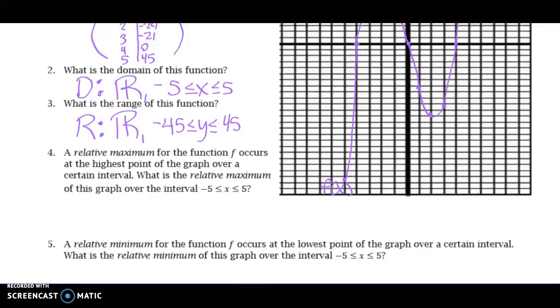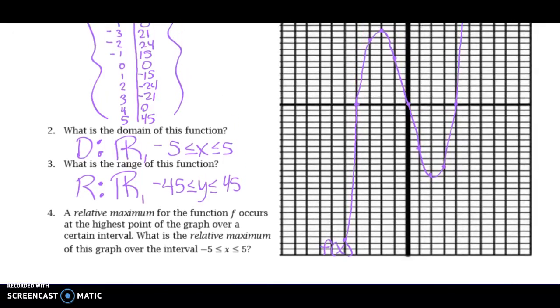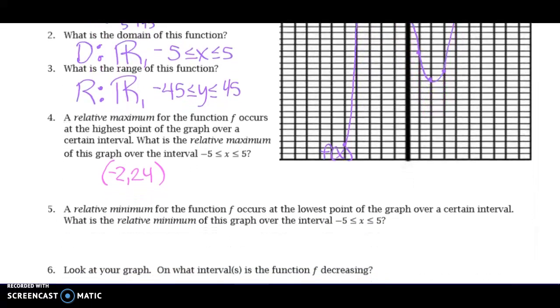Next up, we are looking at the relative maximum for this particular function over this particular area. So again, think about where we find a maximum. Well, it's at the top of the hill, so we would be looking over here at this point. You can get it off our table or off our graph. That high point was at negative 2, 24. So that's our maximum. Relative minimum we will do the same way.